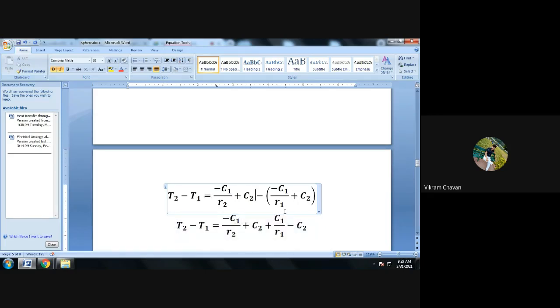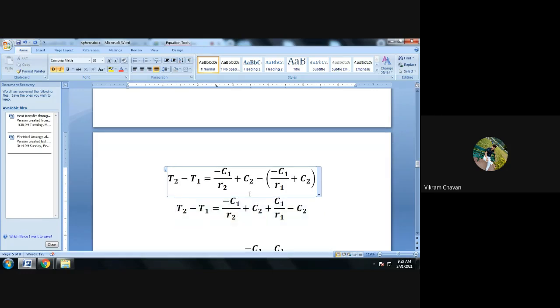If you take this negative sign inside the bracket, or if you remove the bracket, then we'll get the equation as T2 minus T1 is equal to minus C1 divided by R2 plus C2 plus C1 divided by R1 minus C2, okay. Getting everyone?